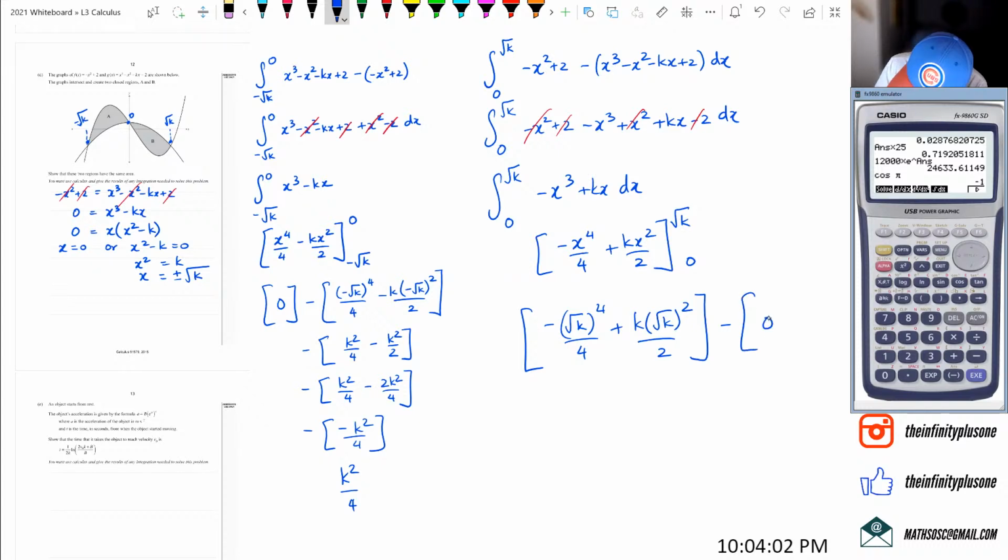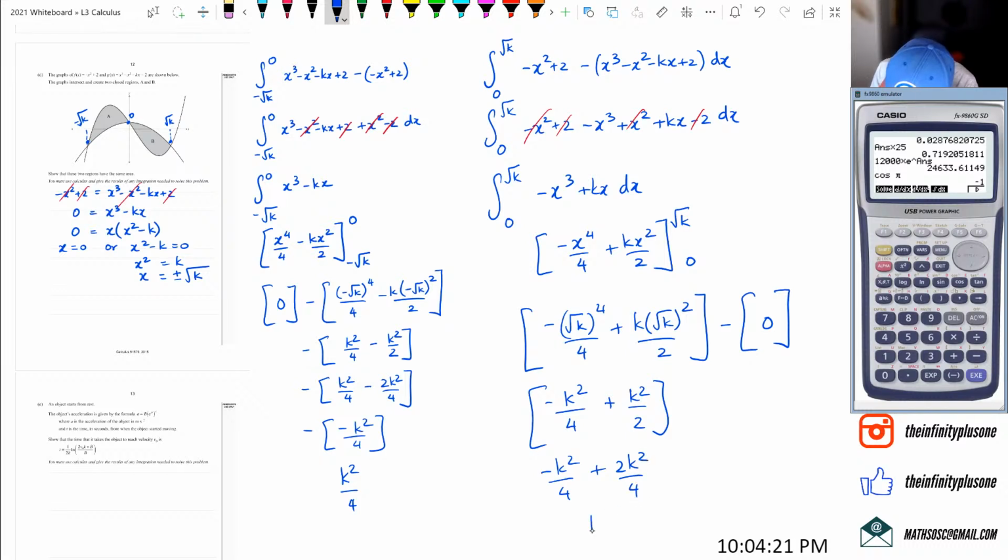That whole thing is going to be 0 at the lower limit, and what you'll notice is negative k squared over 4 plus 2k squared over 4, which gives k squared over 4.